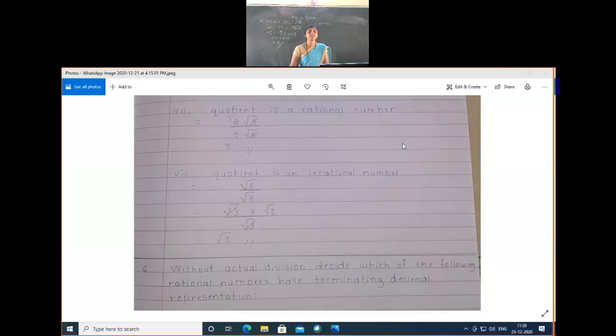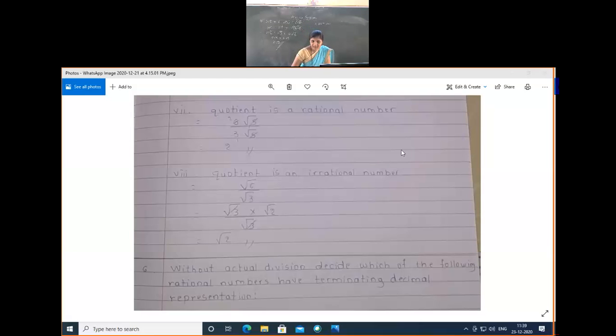Give an example for each of the two irrational numbers whose difference is a rational number, and for the second one, whose difference is an irrational number. Okay, give an example for each of the two irrational numbers whose difference is a rational number. So you have to choose two different irrational numbers, but the difference of the irrational numbers is a rational number.